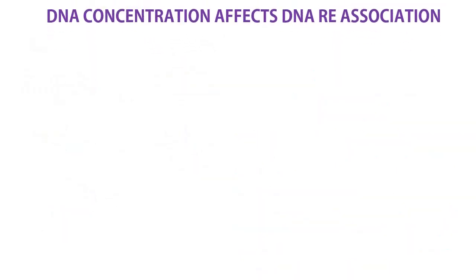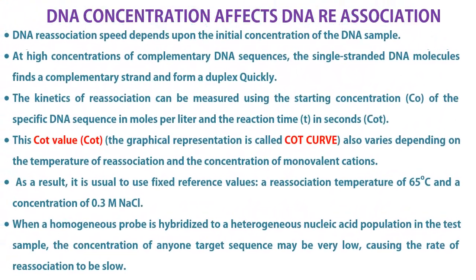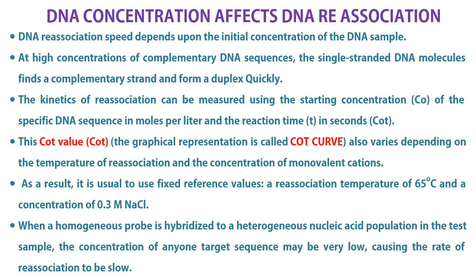DNA concentration affects DNA reassociation. DNA reassociation speed depends upon the initial concentration of the DNA sample. At high concentrations of complementary DNA sequences, the single-stranded DNA molecules find a complementary strand and form a duplex quickly. The kinetics of reassociation can be measured using the starting concentration, C0, of the specific DNA sequence in moles per liter and the reaction time, t, in seconds, C0t.